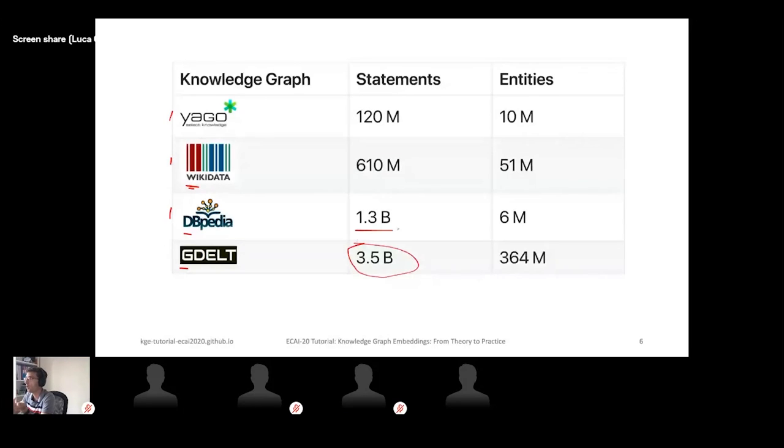These are old figures. They're probably bigger than this. This slide is a bit old. But we're talking about billions and billions of statements and millions of nodes, right? So we are really talking about enormous graphs, enormous knowledge graphs.